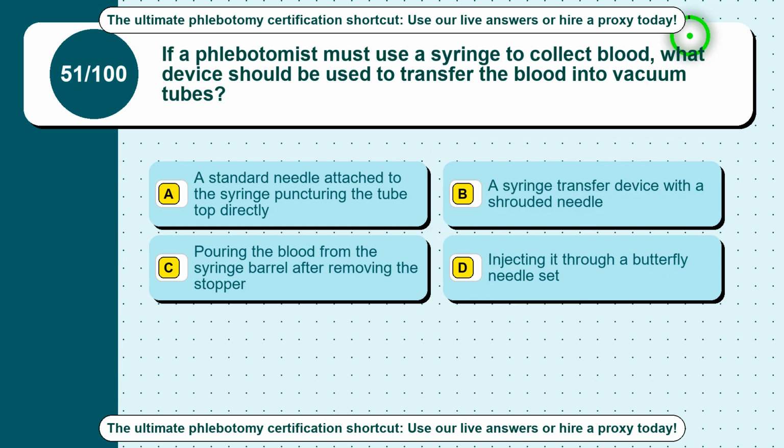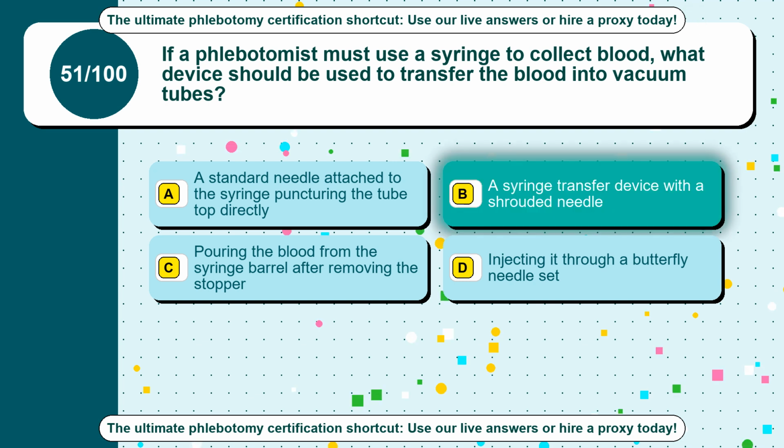Question 51. If a phlebotomist must use a syringe to collect blood, what device should be used to transfer the blood into vacuum tubes? Option A. A standard needle attached to the syringe puncturing the tube top directly. Option B. A syringe transfer device with a shrouded needle. Option C. Pouring the blood from the syringe barrel after removing the stopper. Option D. Injecting it through a butterfly needle set. The correct answer is option B.